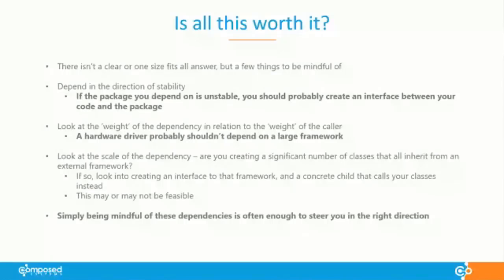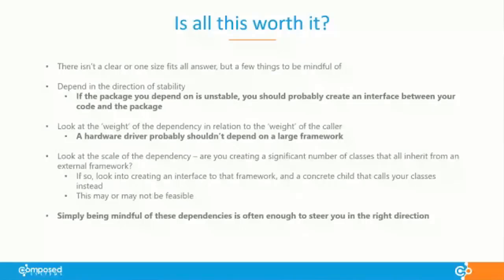A few things to be mindful of. Depend in the direction of stability. So this is the stable dependencies principle. If the package that you're depending on is unstable, that means it's actively being developed. So let's say you've got a GitHub repo and you go look at it and there's commits still happening very regularly. This package is unstable. It's still being developed. There are changes in it that could affect your code. You should probably create an interface between the code and the package.